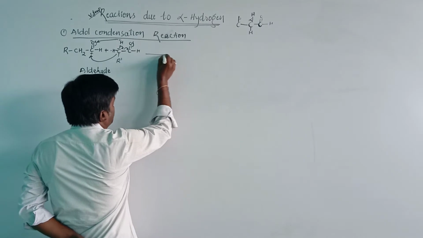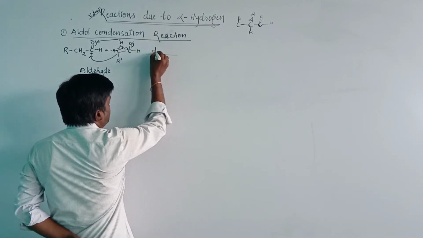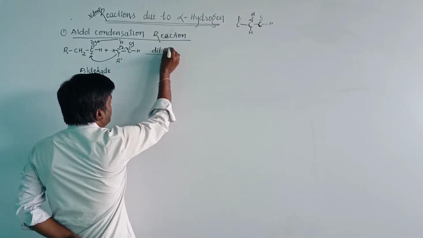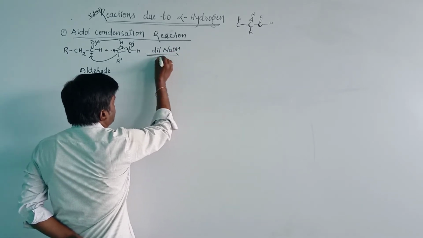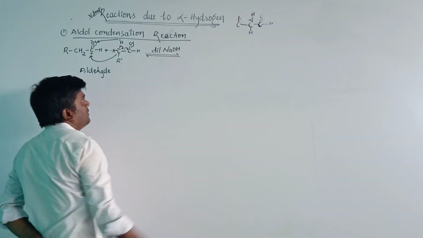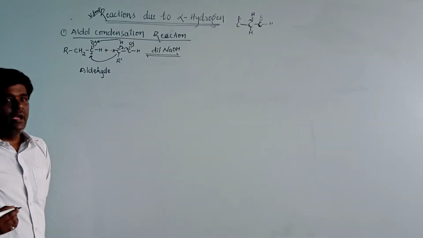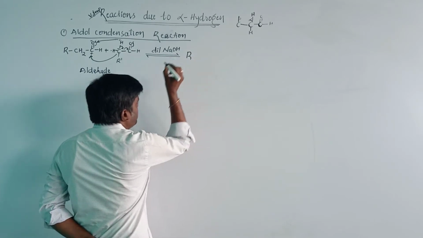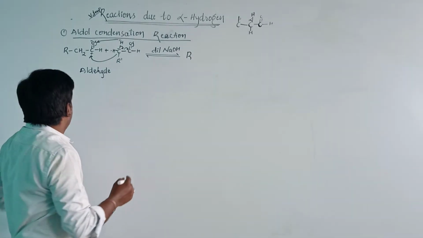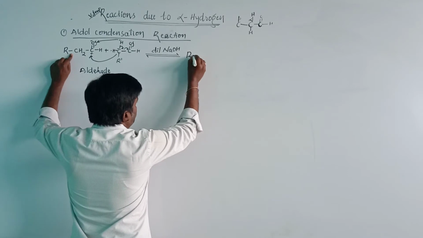This reaction is carried out in the presence of dilute NaOH, that is, dilute sodium hydroxide. Then it produces a compound, and that compound is known as an aldol compound. Let us see how the aldol compound will be formed here.